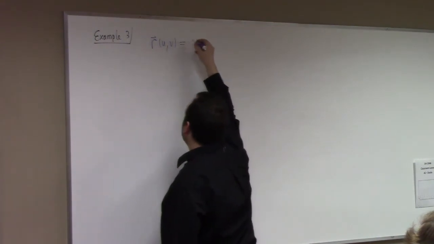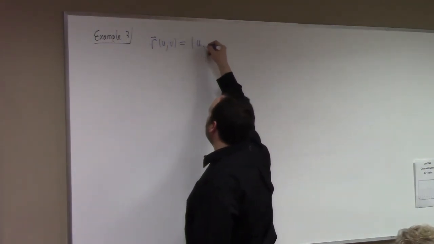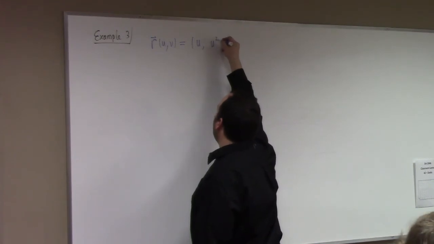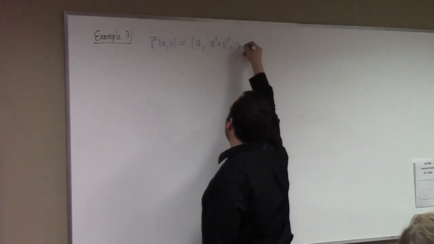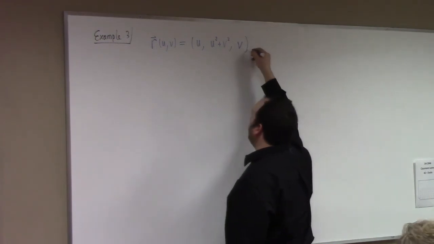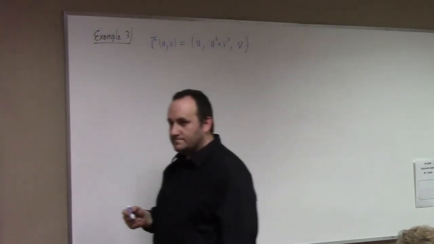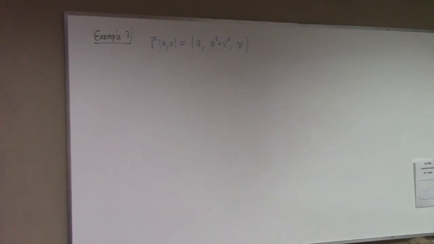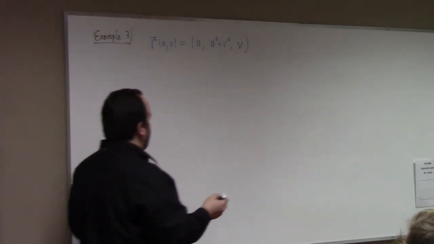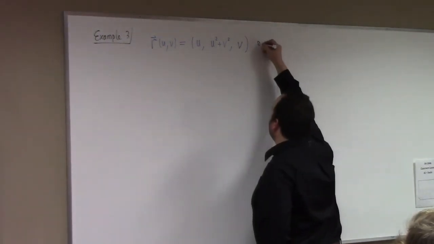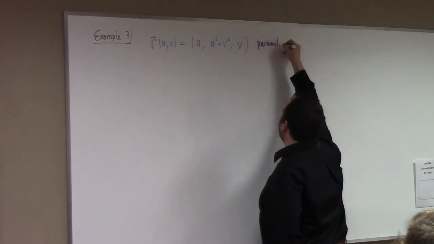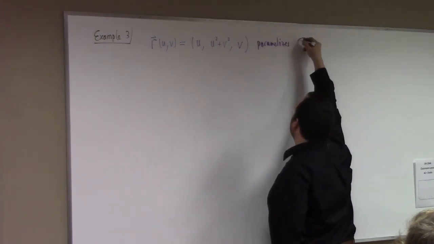R of u, v, let's say u, comma, u squared plus v squared, comma v. All right. What I want to do is two things. We'll pick a point on the surface that this is parametrizing, and we'll try to pick a somewhat interesting point. So let's say this parametrizes a surface, let's say S.